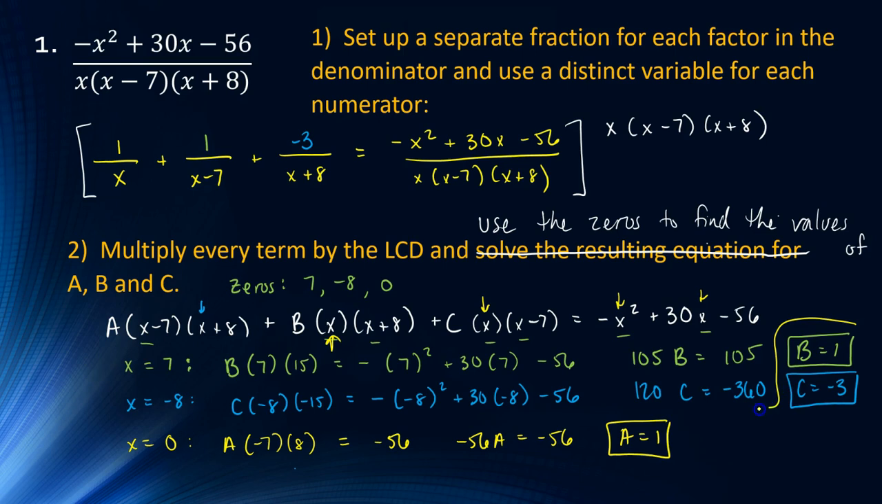So in reality, this is really all I'm looking for. I'm looking for our a value, our b value, and c value. And what we just found is that those numerators would be 1, 1, and negative 3. So we just found the missing numerators. That's the purpose in finding our a, b, and c.